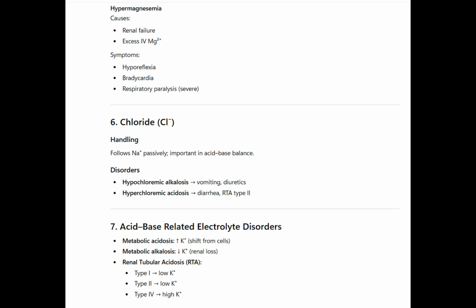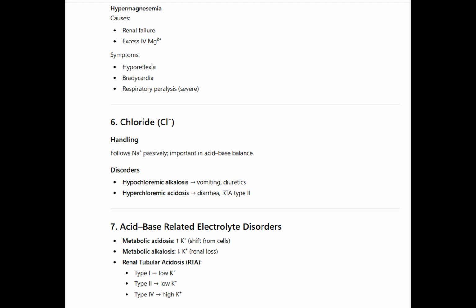7. Acid-base and electrolyte interactions. Electrolytes and acid-base status are closely linked. Metabolic acidosis causes potassium to shift out of cells, producing hyperkalemia. Metabolic alkalosis causes potassium to shift into cells and increases renal potassium loss, causing hypokalemia.